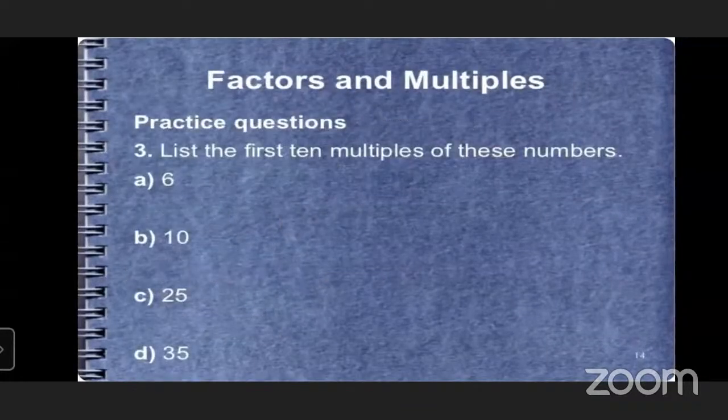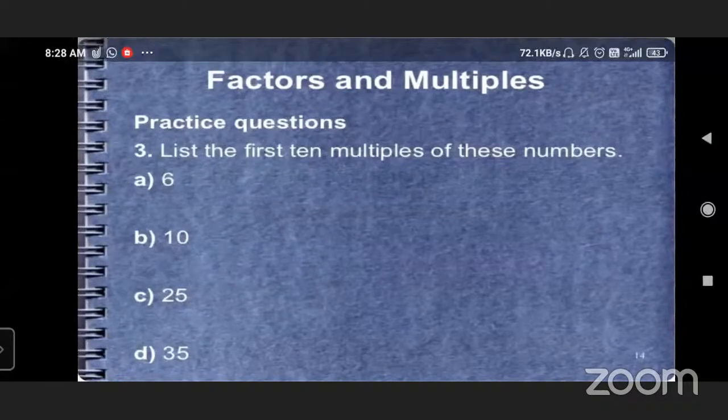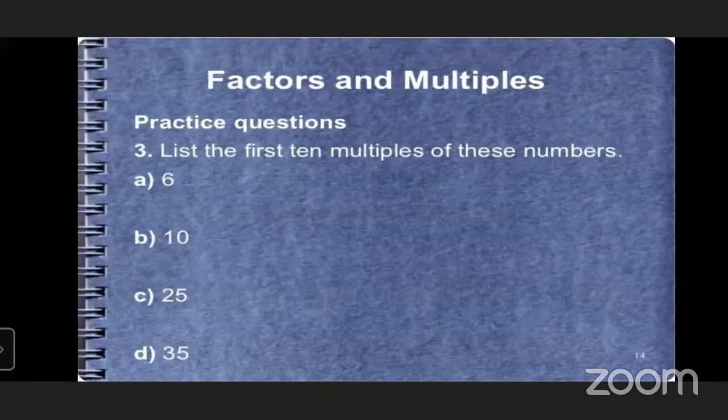Now, next question. List the first 10 multiples of these numbers. Now what we have to do is first 10 multiples. It means you exactly have to write the table of the given number. What is it? The table of the given number. 6, 10, 25 and 35. Multiples are the numbers. Complete table of the number.